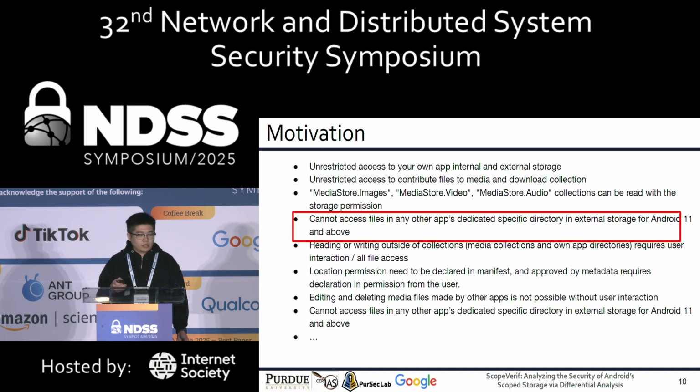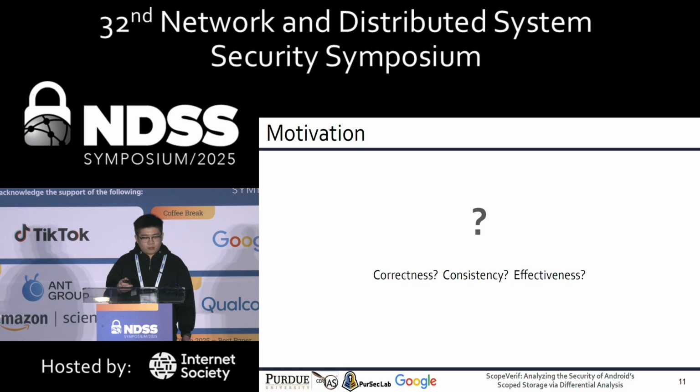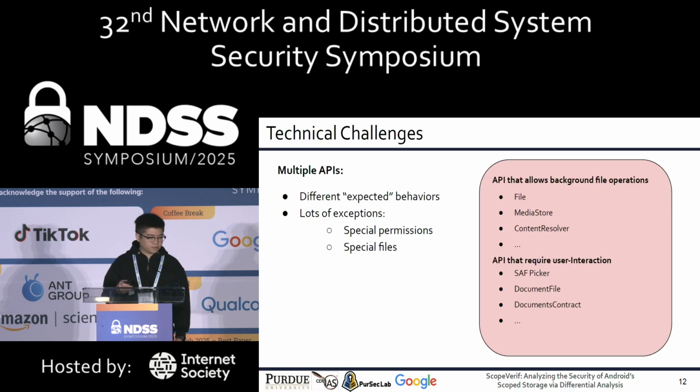Because scoped storage is not only one security rule, it's a list of rules, and the issue we mentioned earlier is just violating one of them. But how can we ensure that scoped storage is implementing every rule correctly? This motivates us to think more generally. How correct is scoped storage? How consistent is the implementation between different versions and devices? And how effective is scoped storage in preventing security or privacy issues?